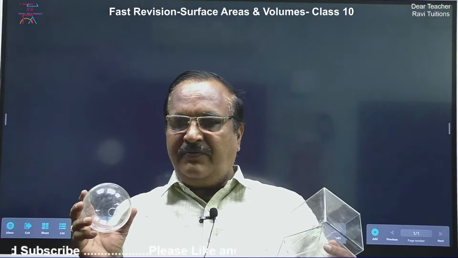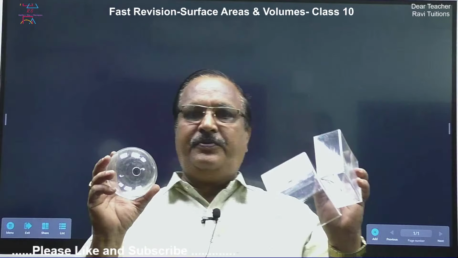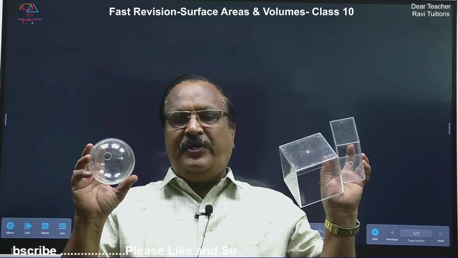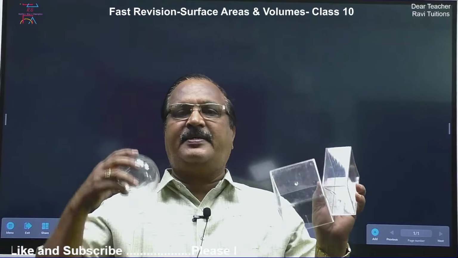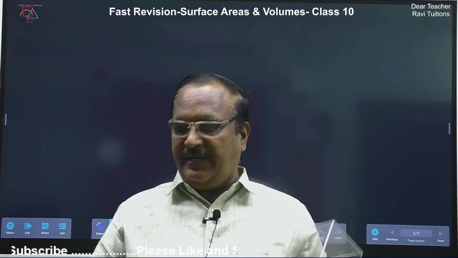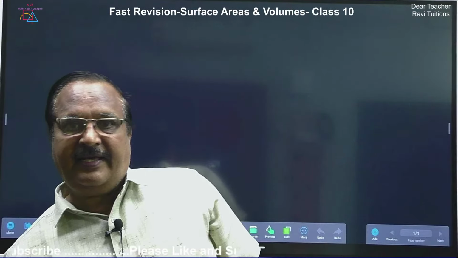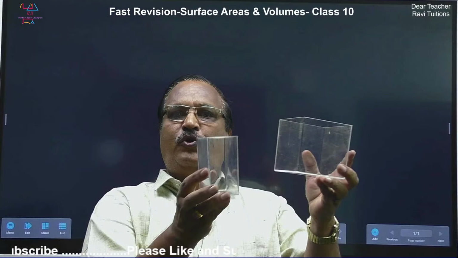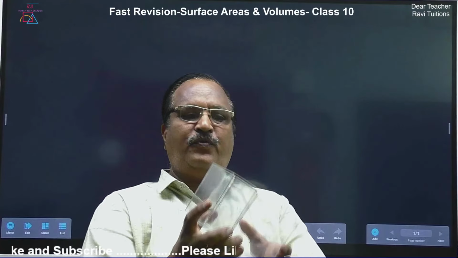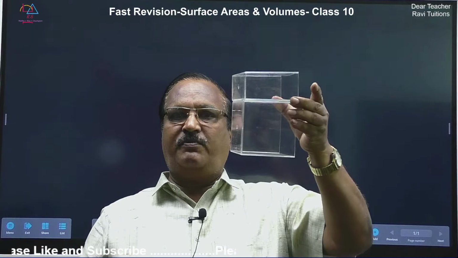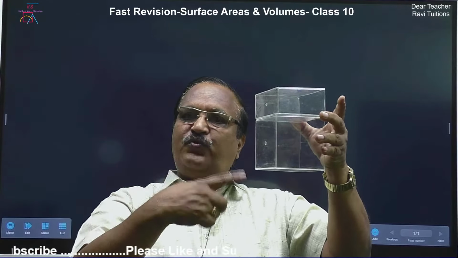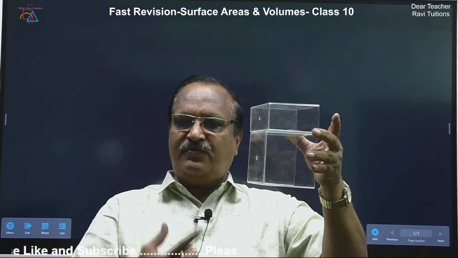Now we have already done few basic things in 9th class and 8th class also. So now here we don't need basic things, we need some combination diagrams. What is combination diagram? For example, this is a cube and this is a cuboid. So then cube and cuboid is joined, a new figure is formed. When cube and cuboid is joined, a new figure is formed. This new figure, surface area and volume, we have to find out.